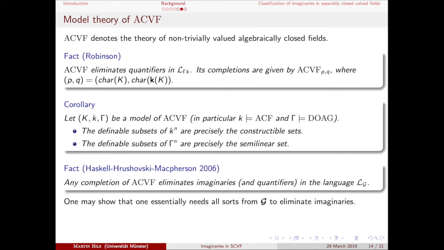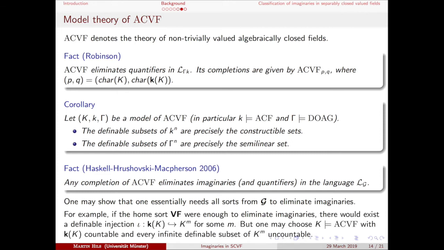Okay, and this answers Gleb's question: one may show that essentially one needs all sorts from G to eliminate imaginaries. Now I will not show this, but let me show why you need, for example, the residue field. So why can't you definably inject the residue field in the field? There are several arguments. It would also follow from quantifier elimination, but I don't want to give that proof.